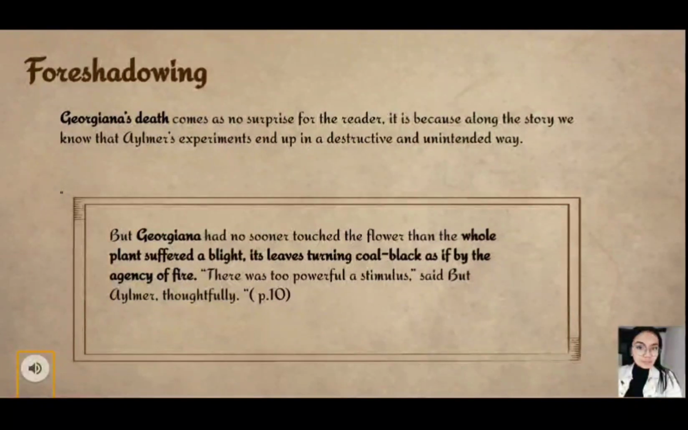As you can see in the quotation, Aylmer's experiment failed. And just as all Aylmer's experiments, we can know that along the story, all of them are going to end up in a destructive and unintended way. That's the way the author uses those experiments to give the reader a clue, so the reader can know that Georgiana is going to die at the end of the story. That's the way the author uses foreshadowing.